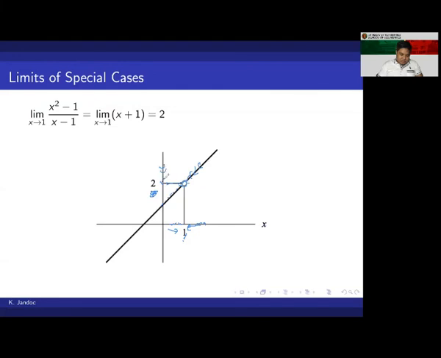As you move x closer and closer to 1 from the right, it approaches 2. If x moves closer and closer to 1 from the left, this value also approaches 2. So if x is not equal to 1, then this limit approaches 2.